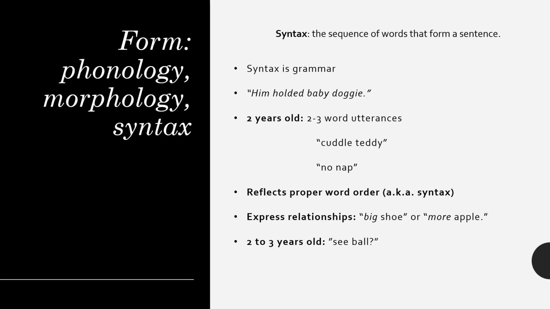Children between 2 and 3 years old will also use a rising intonation to ask questions like, see ball? By the age of 3, children start to combine elements, saying things like, I want juice and cookie.